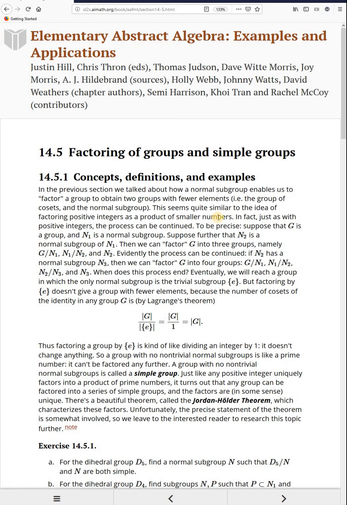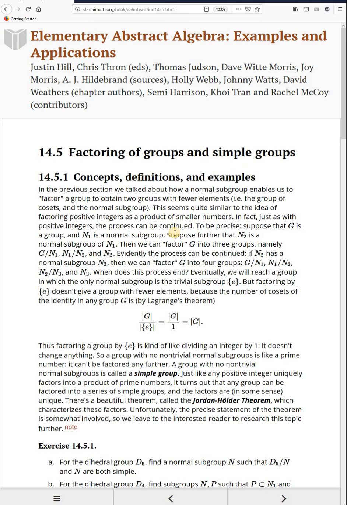This is just an idea that now that we see we can break groups down into smaller groups. If I have a normal subgroup of a group, then I can basically divide that group into two groups. I can consider the normal subgroup and the group of cosets. The group of cosets is called a quotient group. So I'm basically factoring the group. Here's one example.